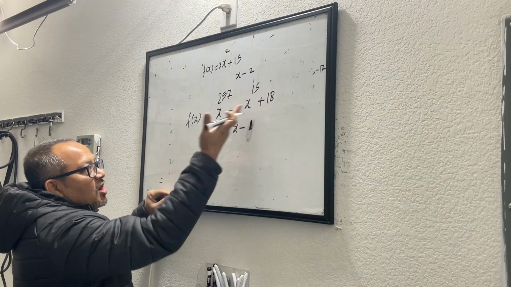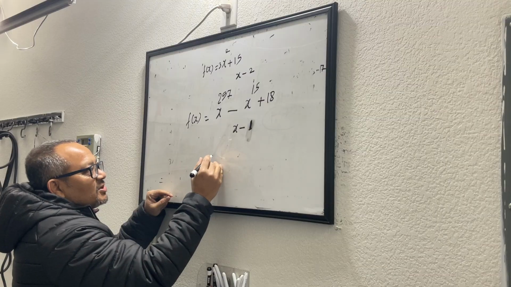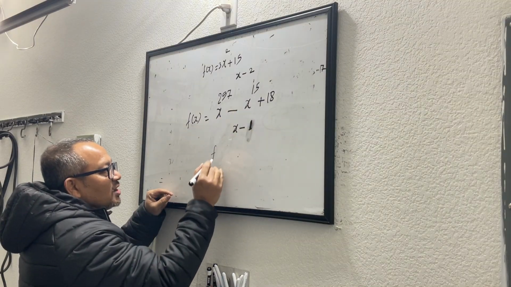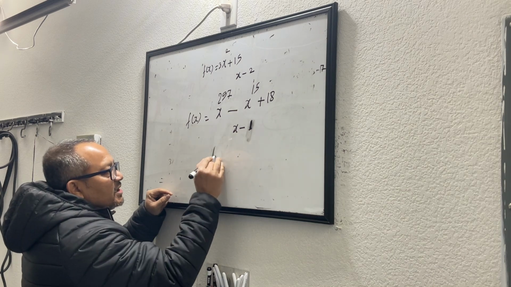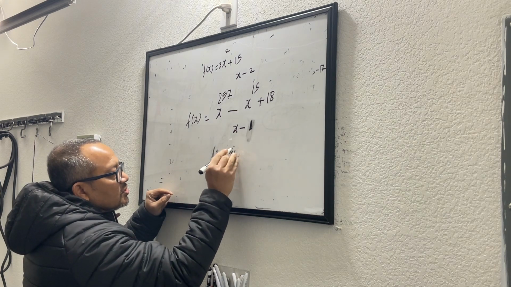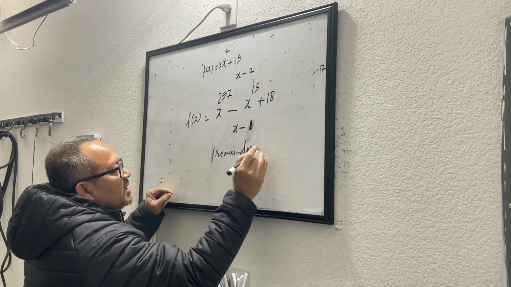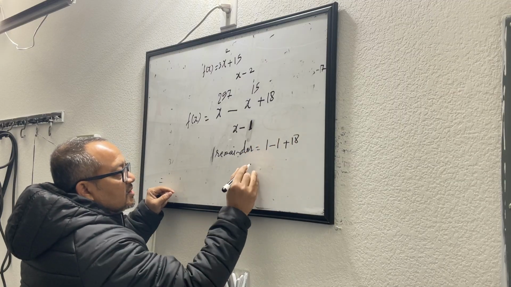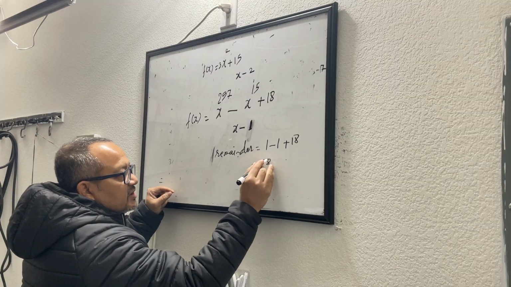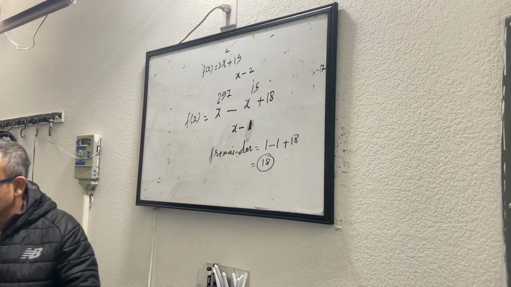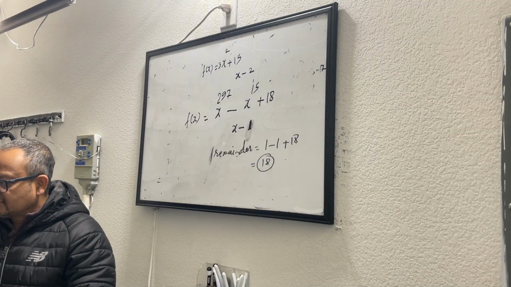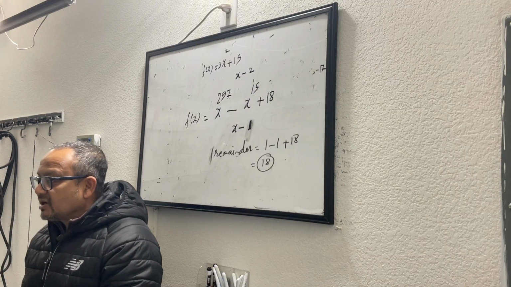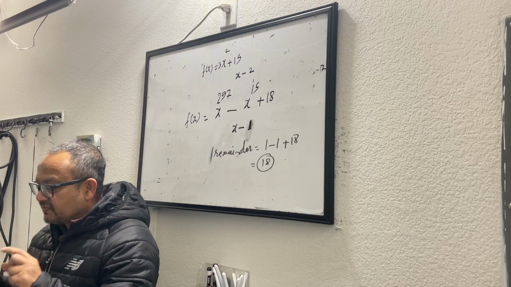People will think, oh, how about this? This is such a big deal. You will say, you know what? When you divide this whole thing by x minus 1, your remainder would be equal to 1 minus 1 plus 18, meaning 18. Yeah? And this is exactly what the polynomial remainder theorem says. So that's just for you to recap.